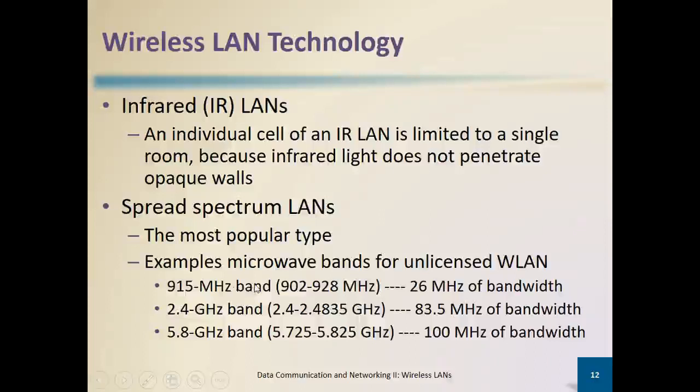Like I pointed out earlier, these three microwave bands are unlicensed bands that could be used for wireless LAN implementations. You also notice the bandwidth that comes with each. For 915 megahertz, you have 26 megahertz bandwidth. For 2.4, which is your Wi-Fi system that you set up either at home or using your mobile devices, they support up to 83.5 megahertz bandwidth. And for much higher bandwidth, you're looking at the 5.8 gigahertz band.